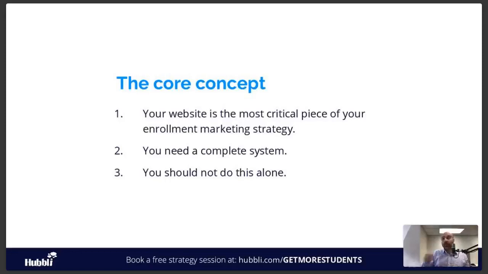And number three, you shouldn't do this alone. You need a team of people with different skills. There are just too many things for one person to learn how to do well enough, especially with the very limited time of people that are running schools. So you need people with creative skills. You need people with technical skills. You need people that can think strategically. And then, you need to build a marketing system.